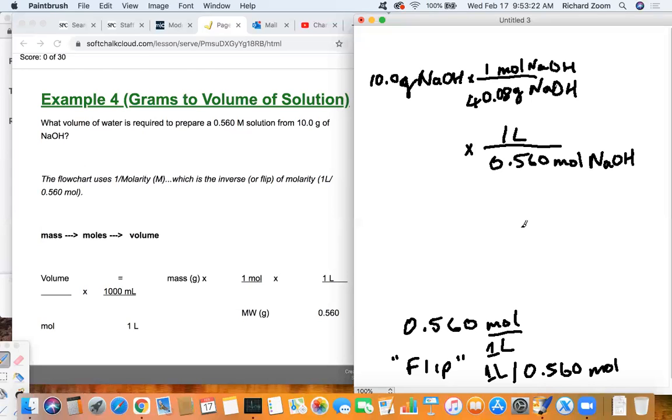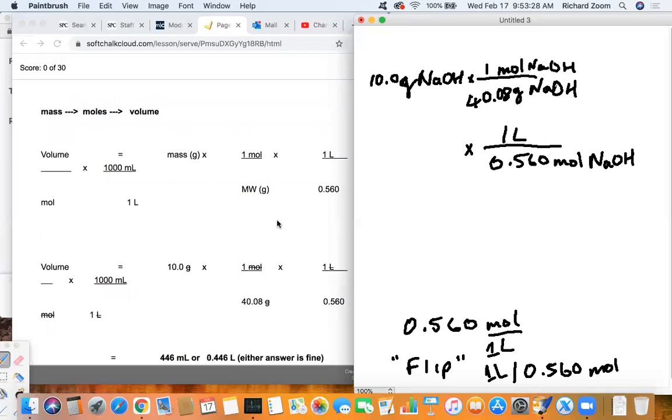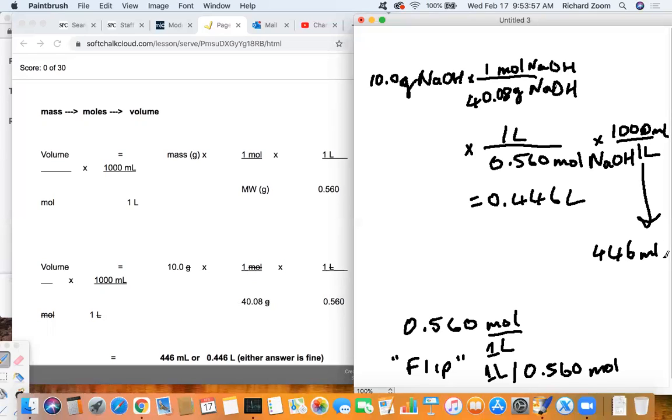So we're looking for the volume of water here. If we were to just stop here, the answer would be 0.446 liters. You can see that I haven't asked in the question for a specific volume unit, but if you wanted milliliters, you could do it this way. You could do times 1000 mL over 1 liter, which would be 446 mL. So either way would be fine for that specific problem. Generally, I will tell you what kind of unit I want for the volume.